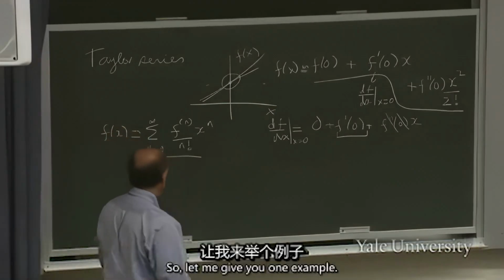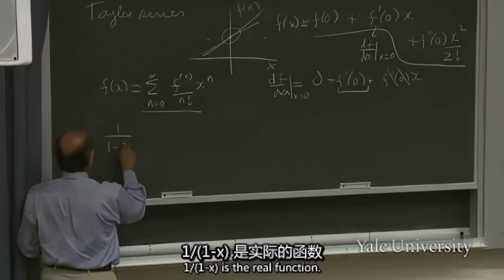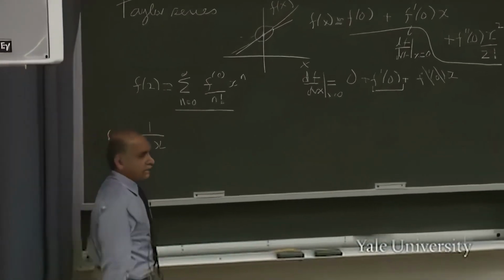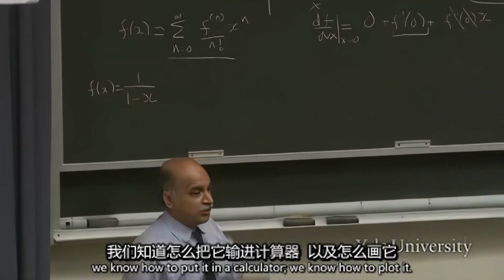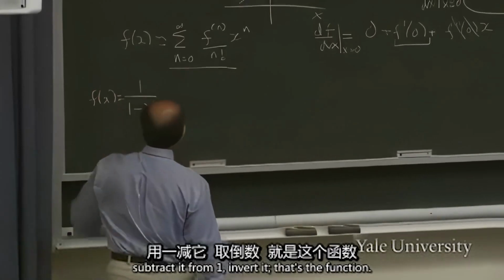So let me give you one example. It's a famous example. 1 over 1 minus x is the real function, okay? You and I know this function. We know how to put it in the calculator. We know how to plot it. You give me an x and I stick it in the denominator, subtract it from 1, invert it. That's the function.